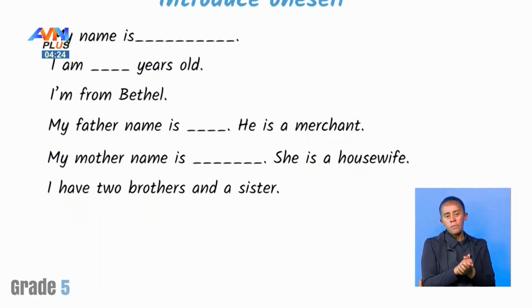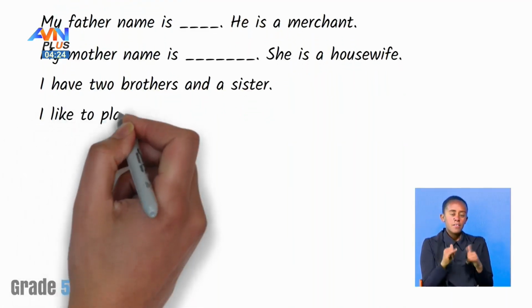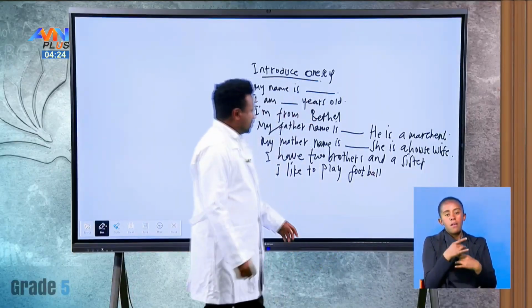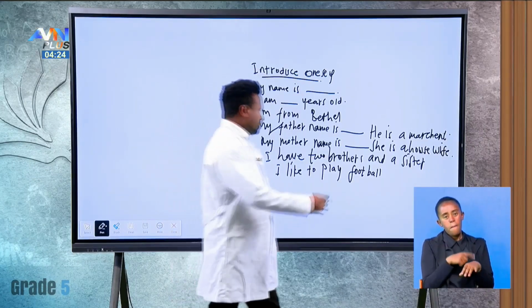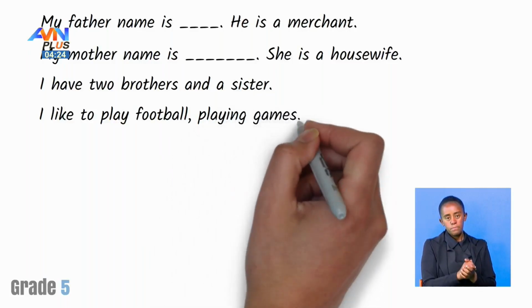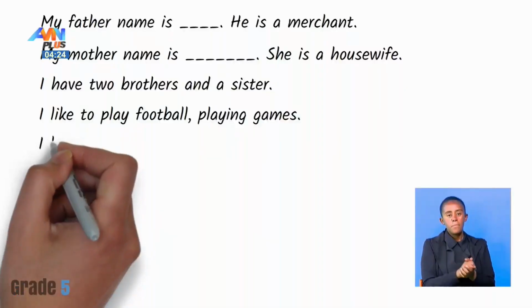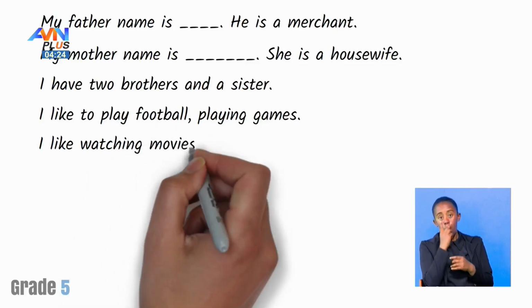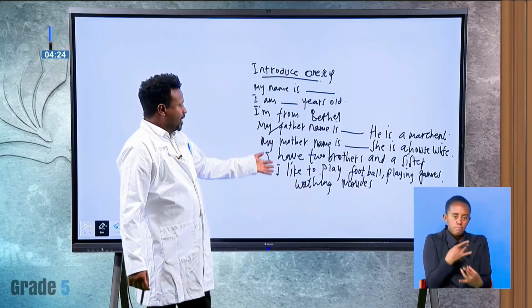And then you can say a lot of things about yourself. I like to play football. This is a kind of play that the boy loves, or most of the boys love. Or playing games. Or I like watching movies. You can mention a lot of things that you may like.